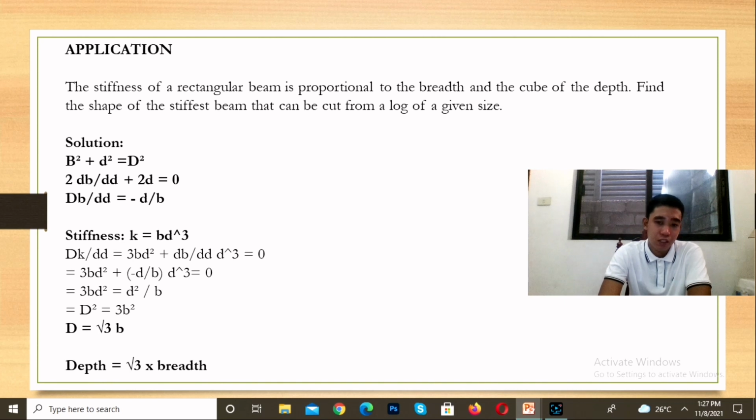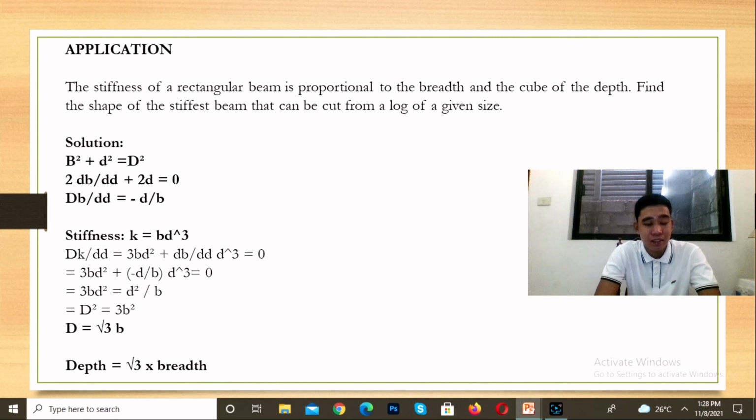Solution. Given: b squared plus d squared equals D squared. 2d b over d d plus 2d equals 0. And then db over dd equals negative d over b. Stiffness: given stiffness K equals b d cubed.